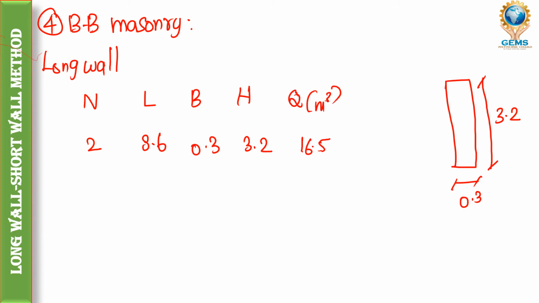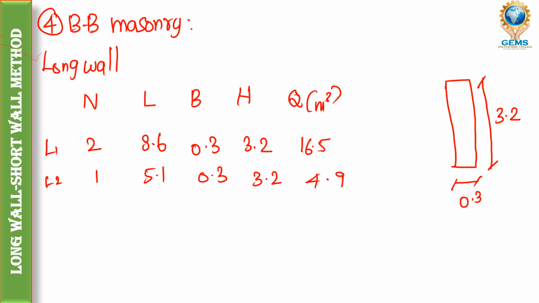This is how we need to calculate for BB masonry. Then for L2 also, so this is for L1 and this is for L2. L2 also the same procedure. L2 is 1, N is 1. Then for calculating, L equal to L2 plus 0.3. So we will get 5.1. Then breadth is 0.3. Then height is 3.2. By multiplying, we will get the value as 4.9.